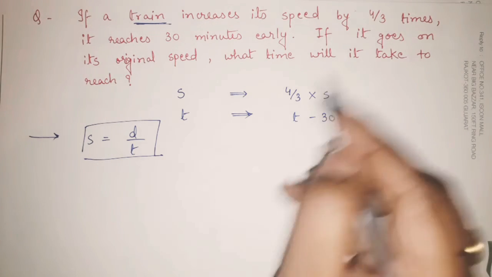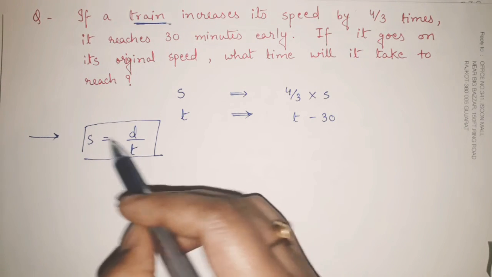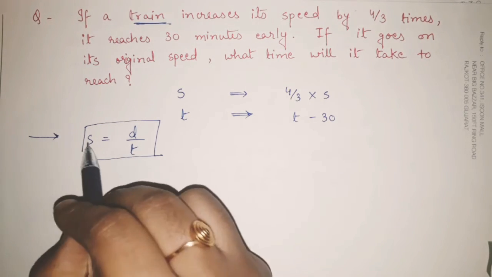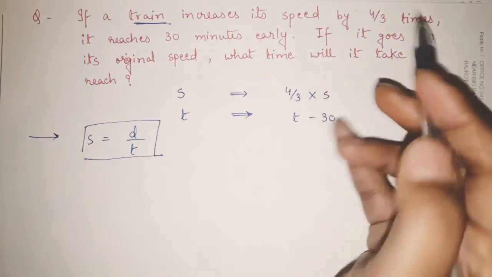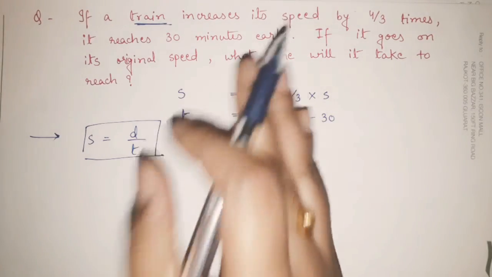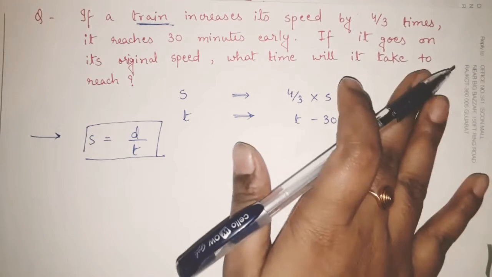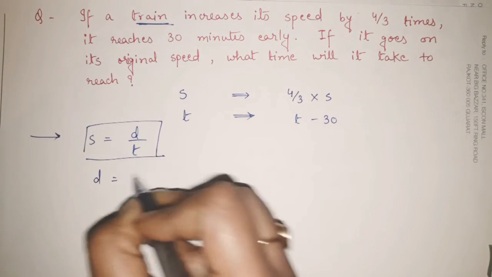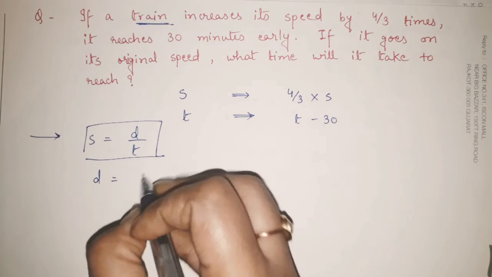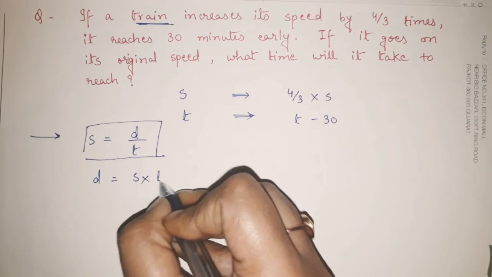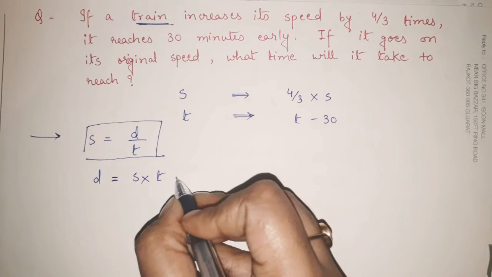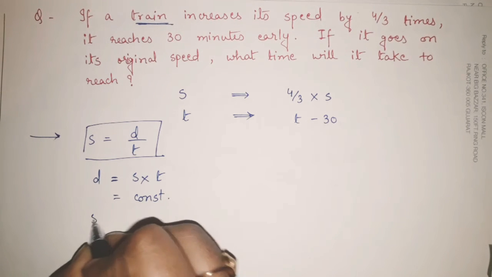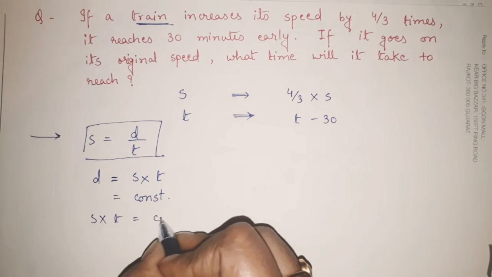Now here they are comparing only speed and time. That means if we increase the speed, the time will be decreased, and like that. But nothing is told about distance. That means distance will be constant. With the help of this formula, distance is equal to speed into time. But distance is constant here because no change in distance is told. So speed into time is constant.